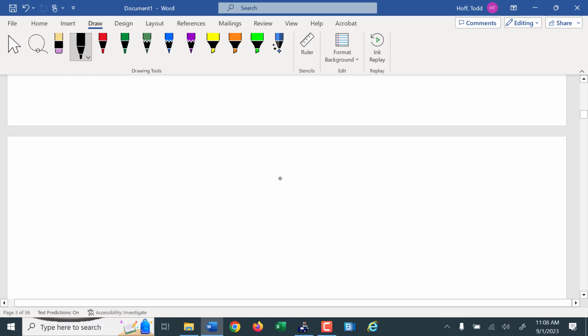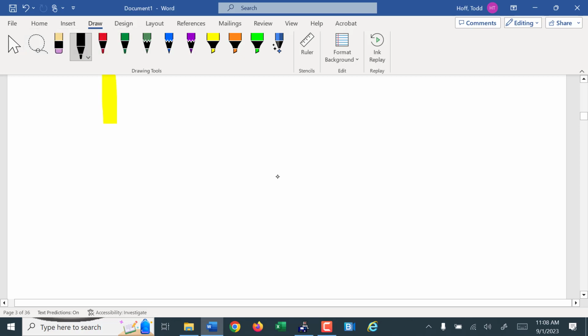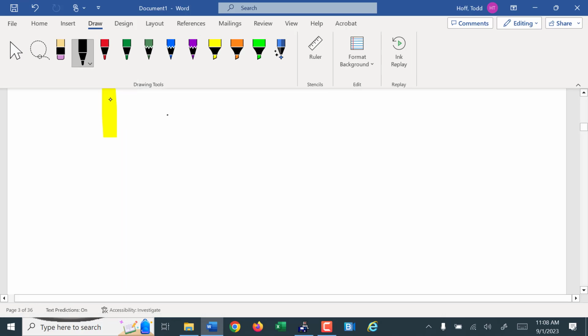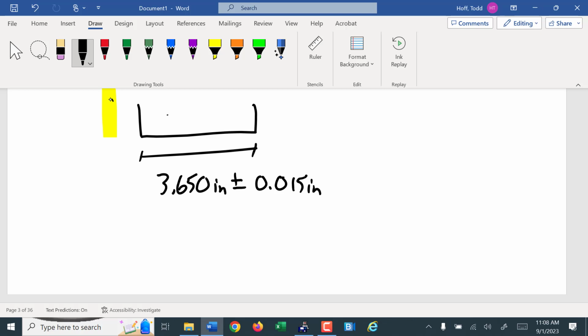So the next section, dealing with measurement. On a blueprint or drawing, you see this labeled 3.650 inches plus or minus 0.015 inches. What does that mean?